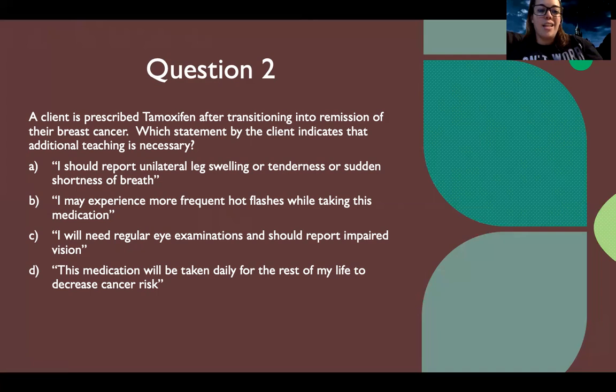It says a client is prescribed tamoxifen after transitioning into remission of their breast cancer. What statement by the client indicates that additional teaching is necessary?